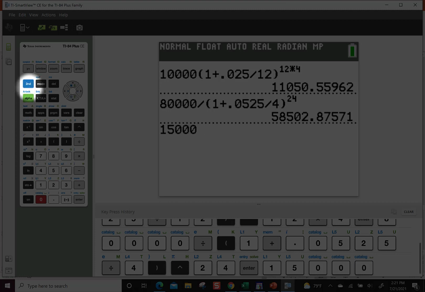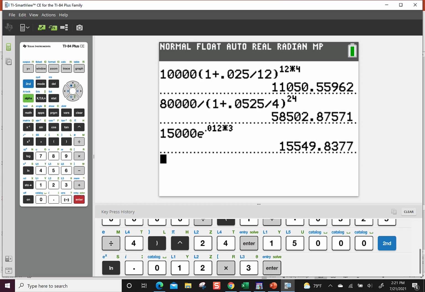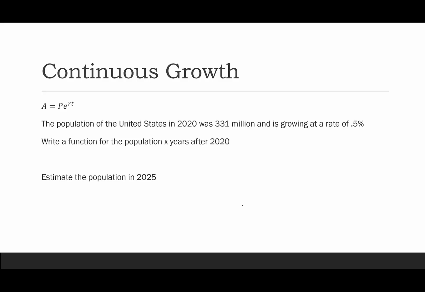So now I'm going to hit second, the e to the x, so it brings in e, it goes to the exponent, I can put in 0.012, and I'm going to say times our years, which were 3. And it says in the future we'll have $15,549.84. We're going to keep A equals P e to the RT, and let's do continuous growth. That'll make more sense for this formula.